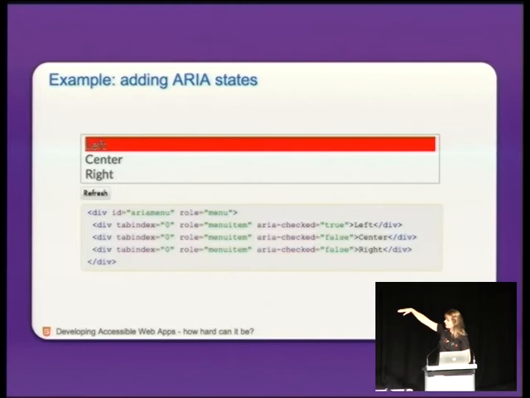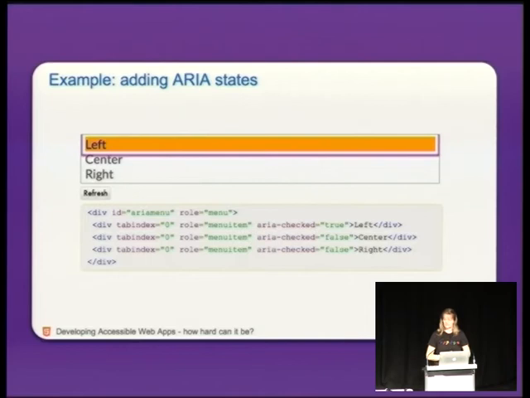So we've got a list of elements here: left, center, right. The first one is activated, which we demonstrate by putting a red color behind it. And if we use ARIA checked like it is here, the screen reader will actually tell us this.